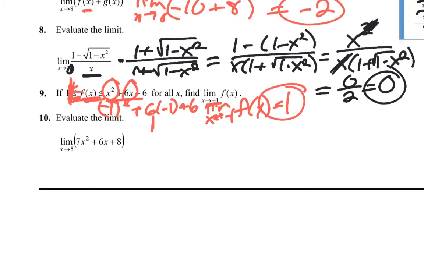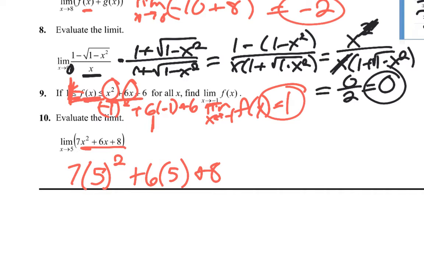Number 10, another easy one. Yay, we can plug in because this is just a polynomial and we can do substitution. So 7 times 5 squared plus 6 times 5 plus 8. We can do that because this is continuous. That equals 213.